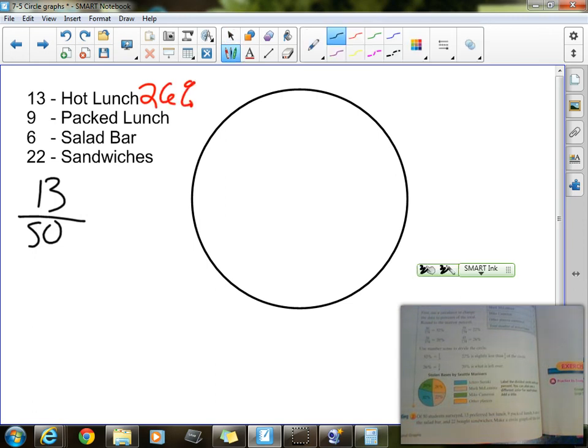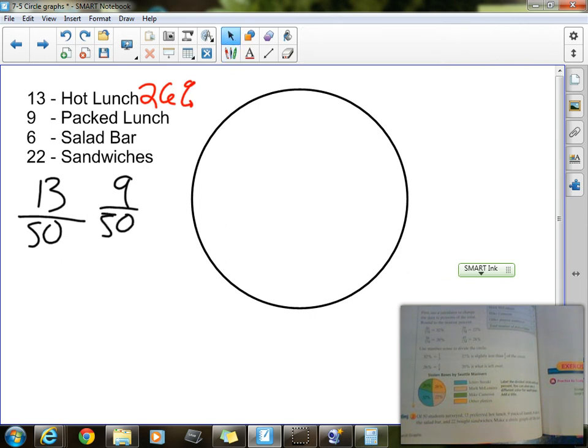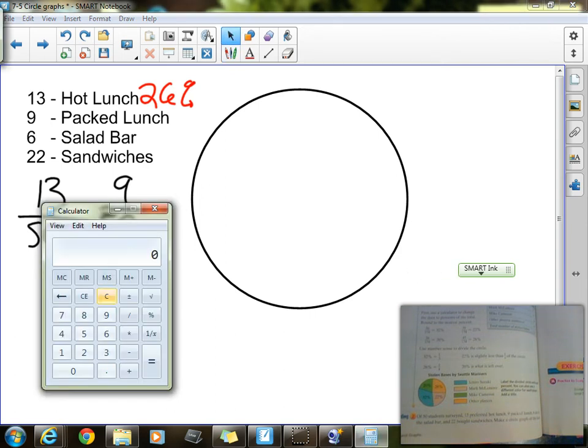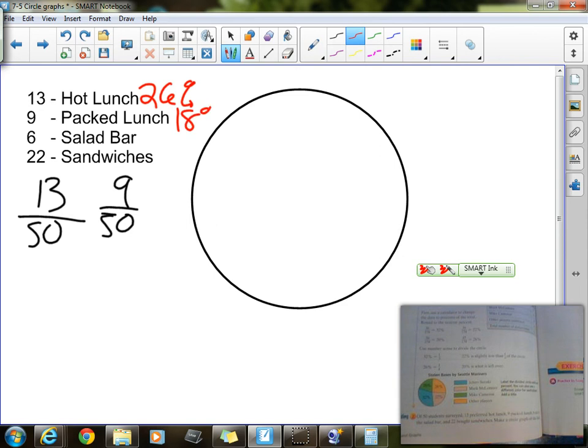Now my next one is packed lunch. I see 9 out of 50 students picked that one. So once again, I'm going to pull up my calculator. 9 divided by 50 is going to equal 18%. So we see for packed lunch it's going to be 18%. And then moving on, 6 out of 50.